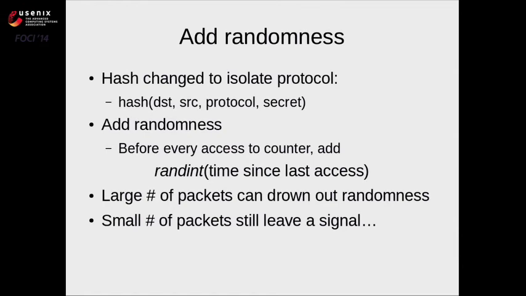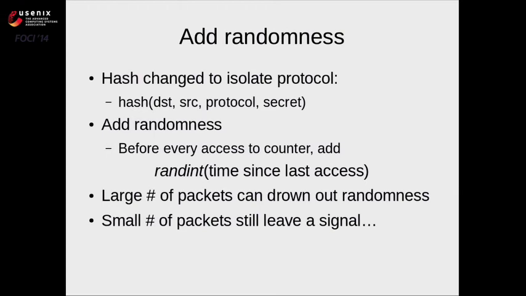So now, before every access to a counter, they add randint of time since last access, where randint of n is some uniformly chosen random number between 0 and n. So what is it, a linear congruential, nice, fast, easily breakable random number generator? I hope it's not that, but that might be something to look into. It would be funny if they spent a bunch of cycles per packet. Right, it wouldn't surprise me if they did it on the cheap.